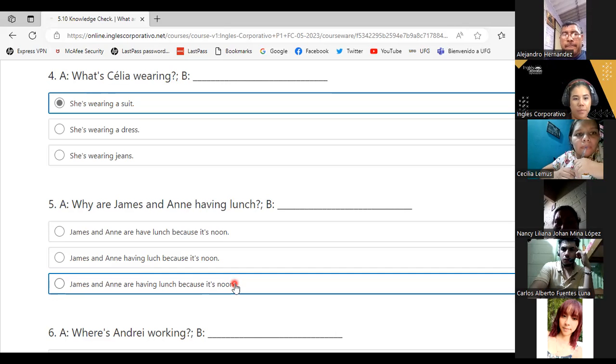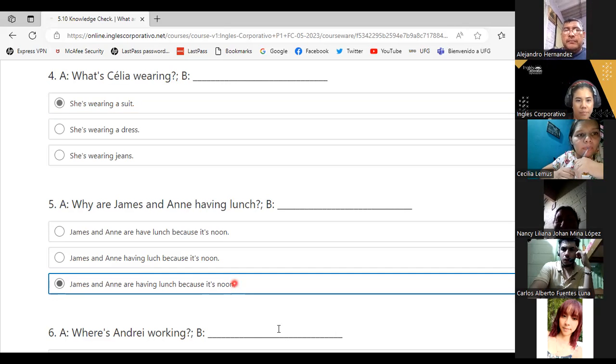Vamos a ver. Aquí. Sí, me vamos a... Porque son las 4 de la tarde. No es mediodía.